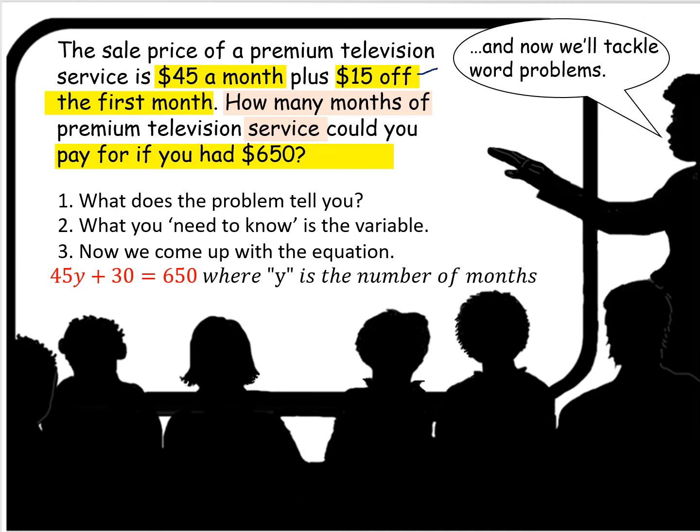What you need to know is the variable. So the variable is how many months of service. Now we can come up with an equation. So 45 is the monthly fee times how many months plus, where did the 30 come from? Well, let's go back to the problem. You get $15 off the first month. So 45 minus 15 is 30. So that's where we get the 30. And then it equals the $650 that we actually have. Remember that the variable y in this problem is the number of months because that's what we're looking for.